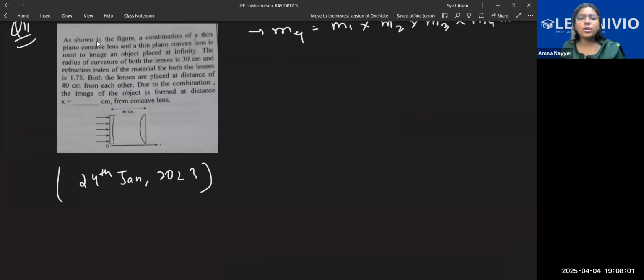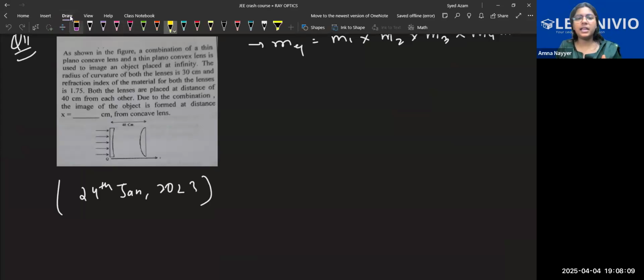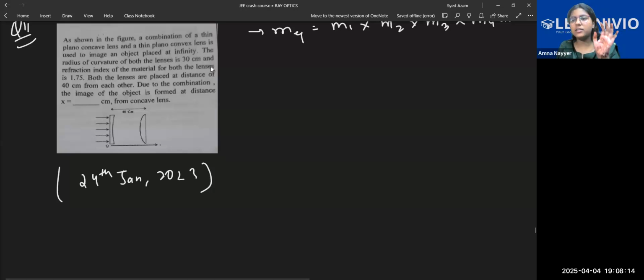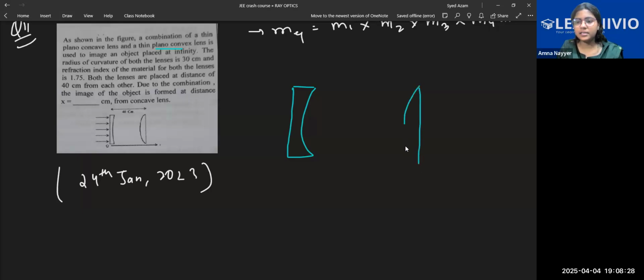It says that as shown in the figure, a combination of thin plano-concave. See, this one is plano-concave. Plano means one side is plane, one is a plane surface connected with the curved part. So this is the plane part like this, and this is the concave part. Thin plano-concave and a thin plano-convex lens also, like this, is used to image an object placed at infinity.